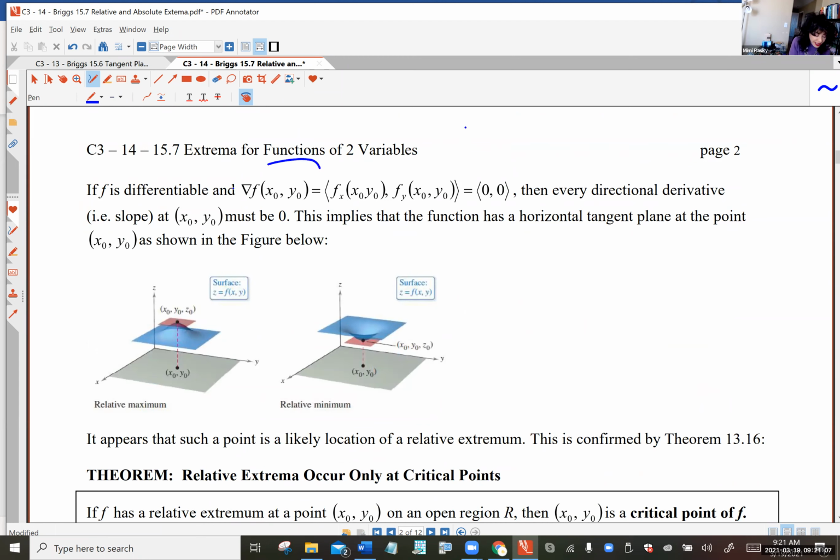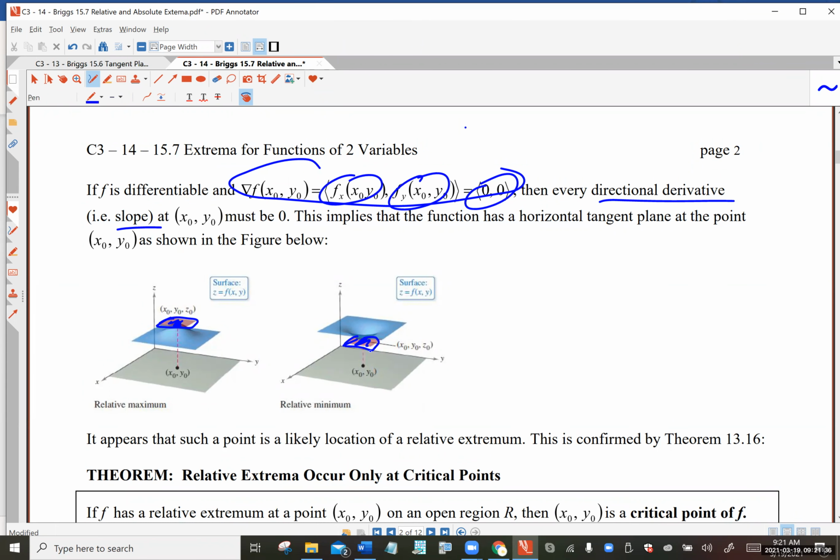When your gradient, which contains those partials, is the zero vector, you got a critical point. And that means every directional derivative, that's slope, at that point is zero. I hope you can appreciate when you're at the top of, say, a peak, or at the bottom, you got a valley there. If you were to make a little tangent plane, do you see how the tangent plane is horizontal at either the peak or the valley? And that's key. You're going to have a horizontal tangent plane.